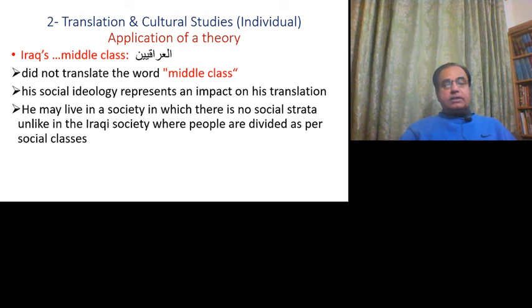The word middle class was not translated into Arabic. Here we can guess the ideology of the translator. Maybe his social ideology had an impact on his translation. He may live in a society in which there is no social strata, unlike Iraqi society, where people are divided by social classes. I think this guess is a partial guess.